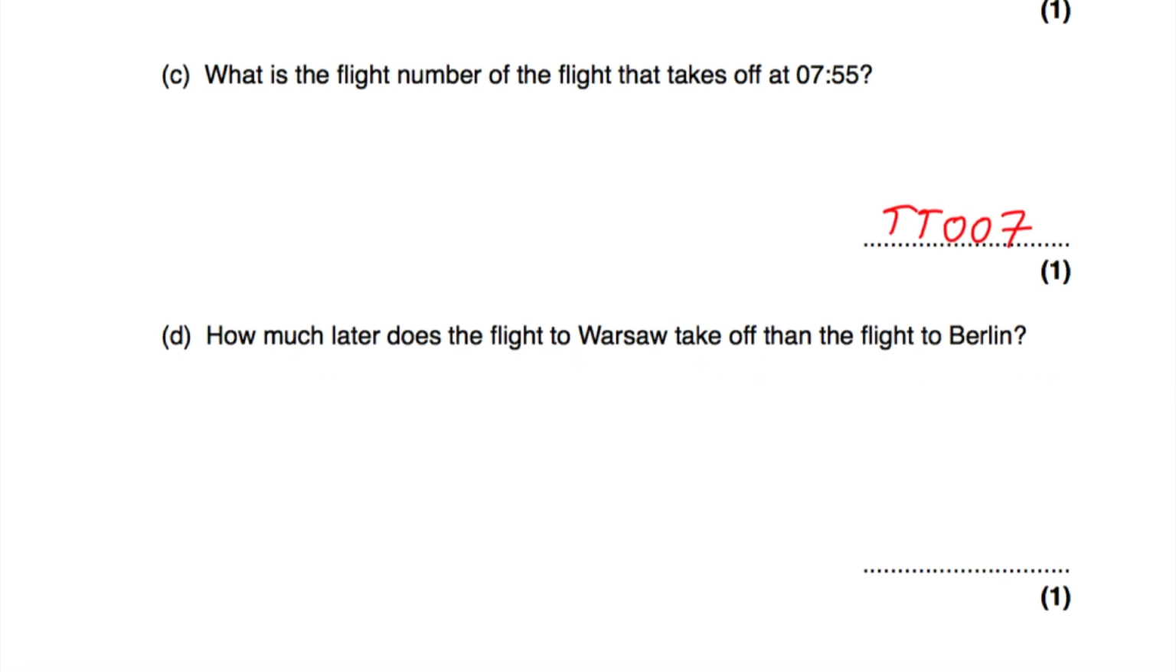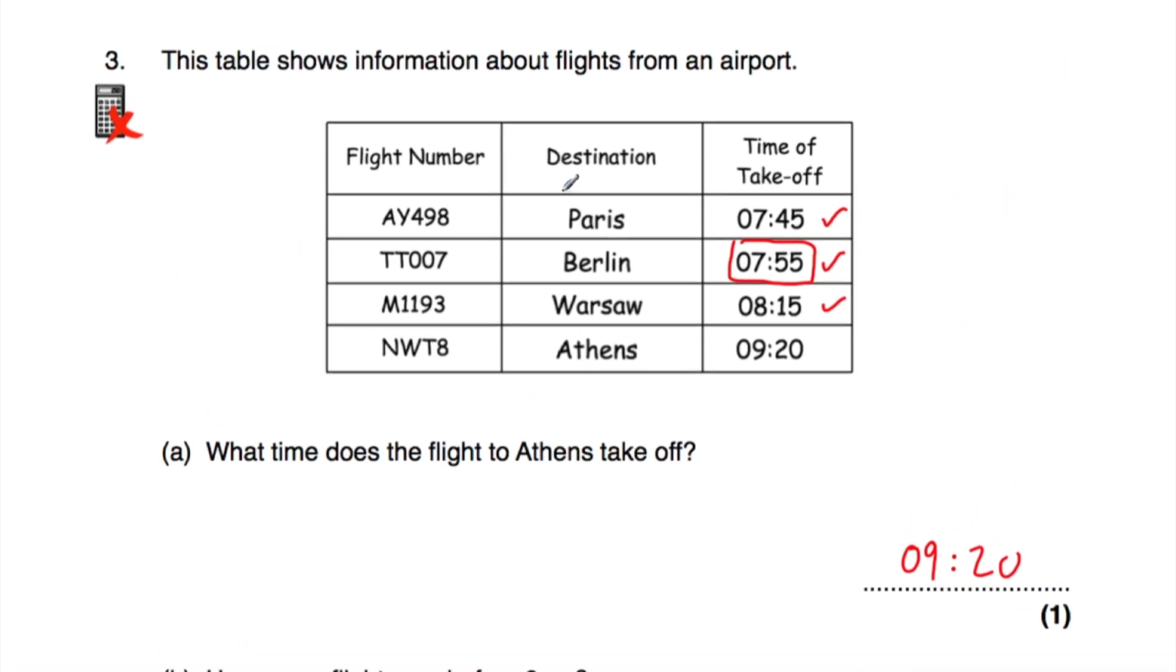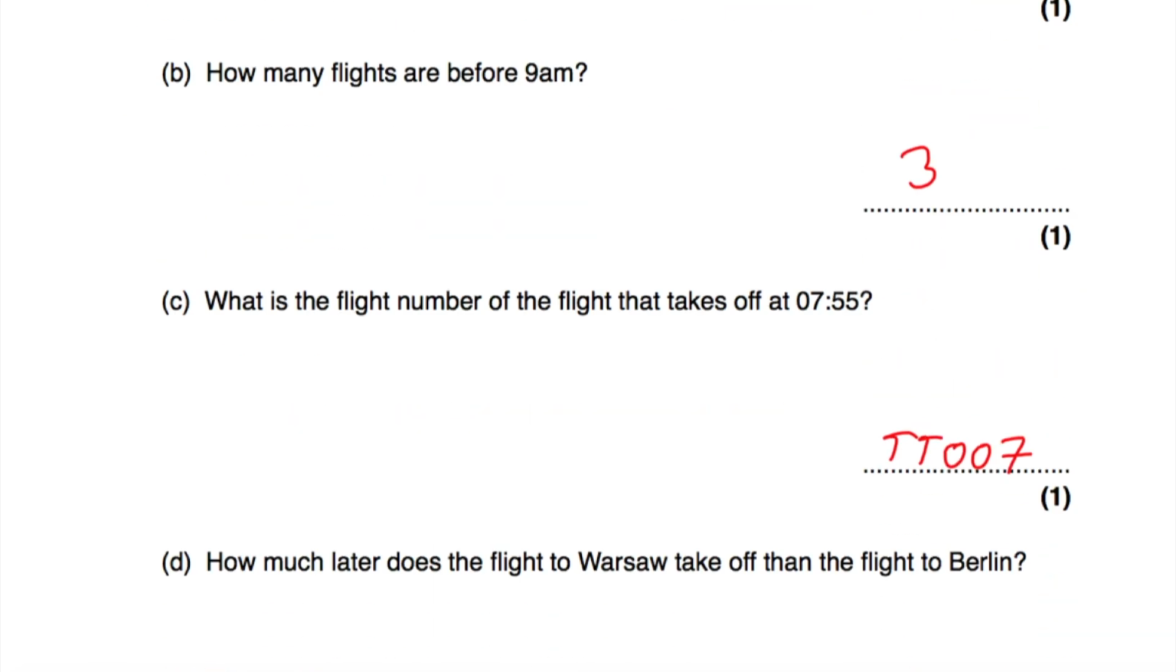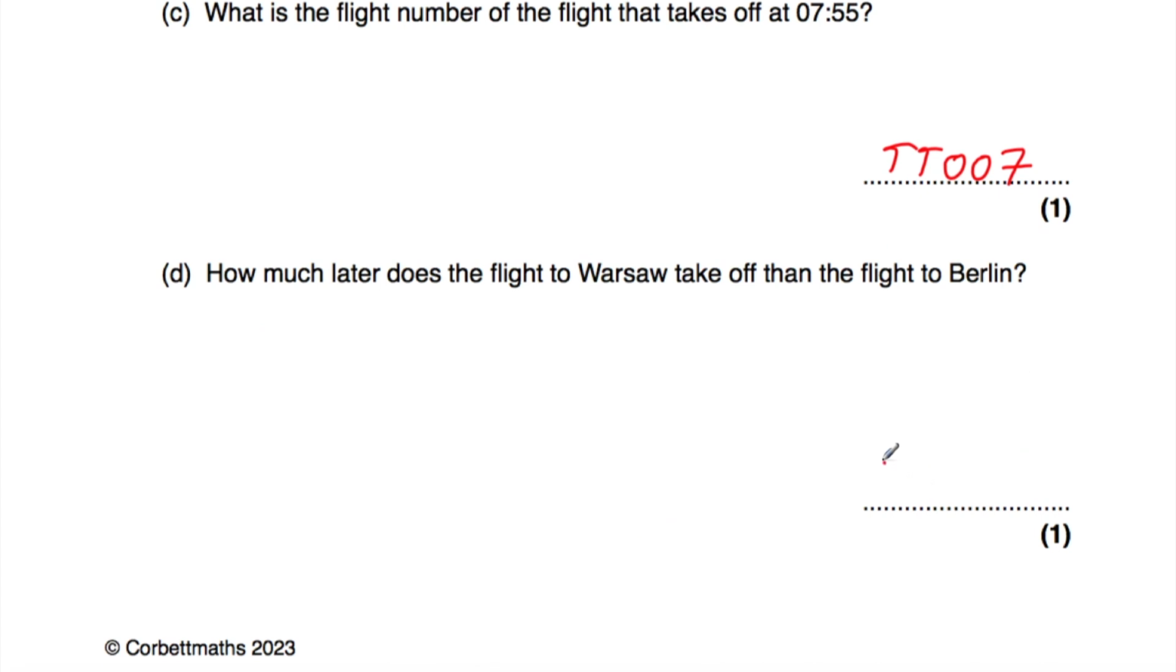Okay, part D. Part D says how much later does the flight to Warsaw take off than the flight to Berlin? So let's look at the flights to Warsaw and Berlin. The flight to Berlin takes off at 7:55 and the flight to Warsaw takes off at 8:15. We've been asked how much later does this flight take off than this flight? So we want to see how much time there is between 5 to 8 and 8:15. So that'll be 5 minutes to get to 8 o'clock, and then another 15 minutes, that'll be 20 minutes. So the answer would be 20 minutes. And that's it.